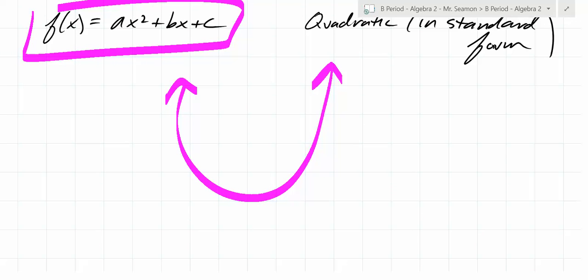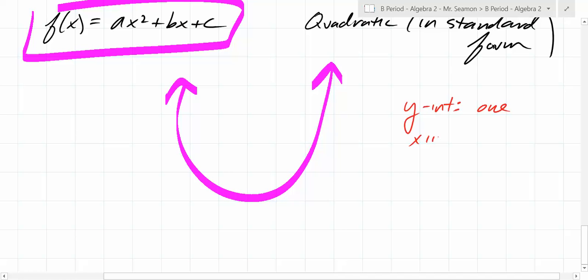They can go through twice, once, or zero. Let's talk, hold on, go ahead. Yeah? And their y-intercept. They always have one, yes. So for y-intercept, they always have one. And for x-intercept, they can have 1, 0, or 2 of them.